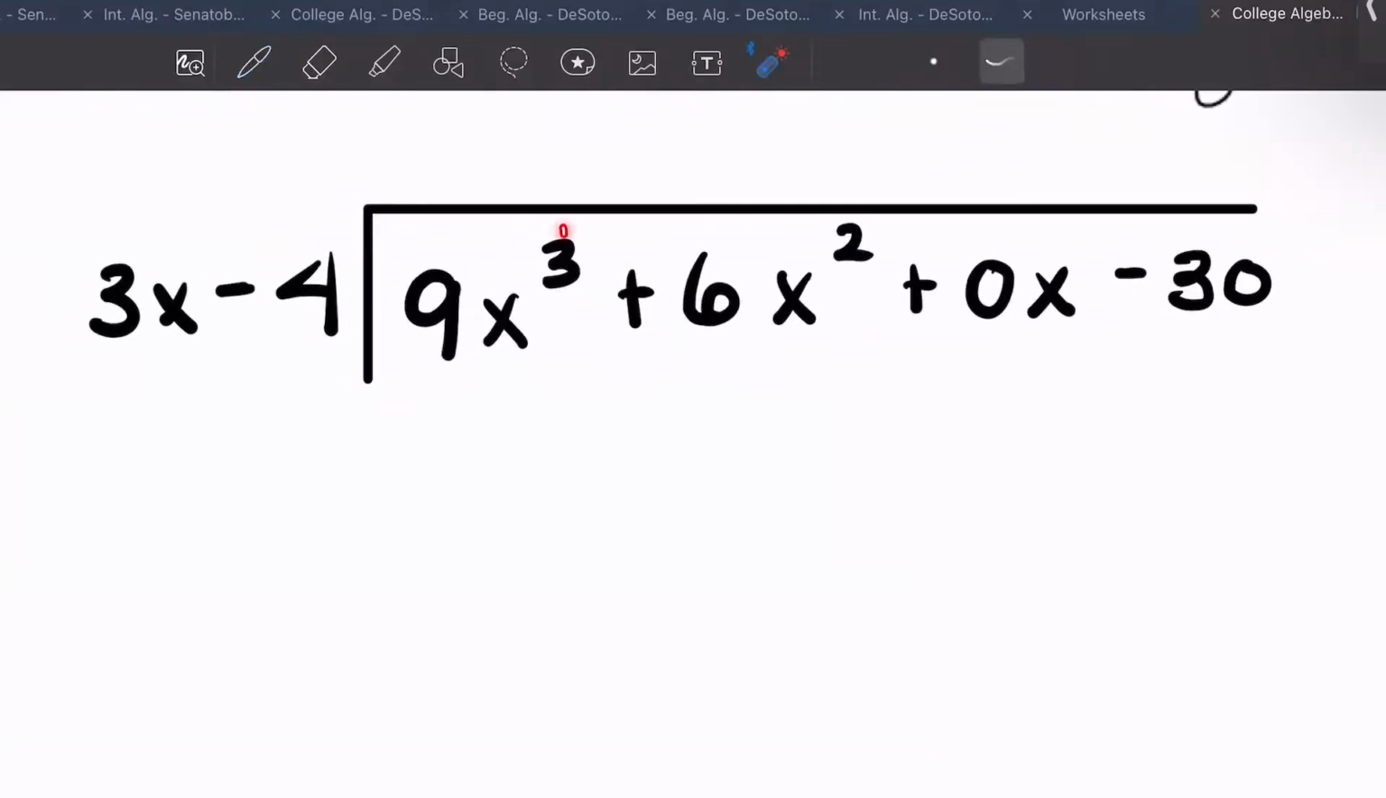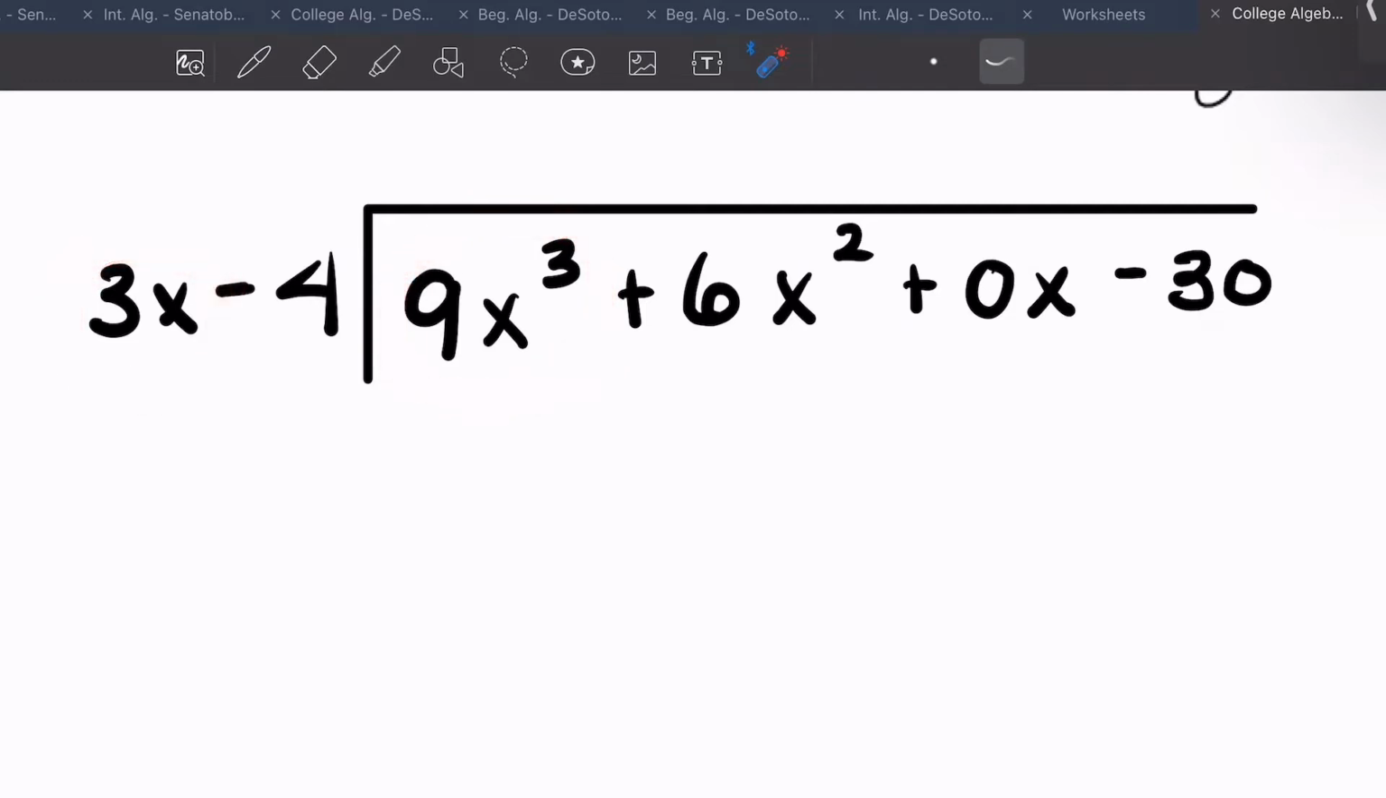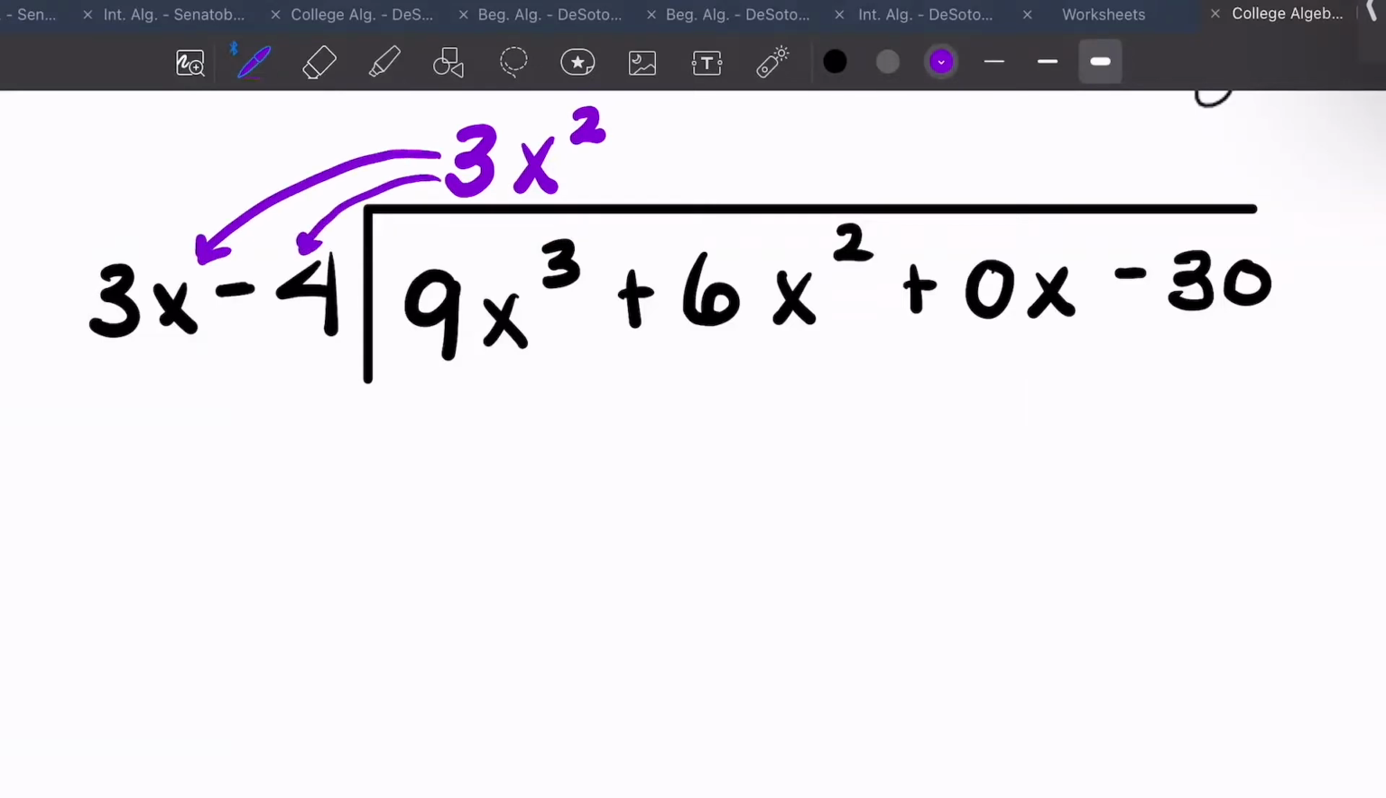The first thing you're going to do is divide this first term by this first term, and you want them to match. The way I like to say it is, what do I need to multiply 3x by to get 9x cubed? You would need to multiply it by 3, which gets you the 9. You have x and you need x cubed, so you would multiply by x squared. Then you're going to multiply 3x squared by both 3x and negative 4.